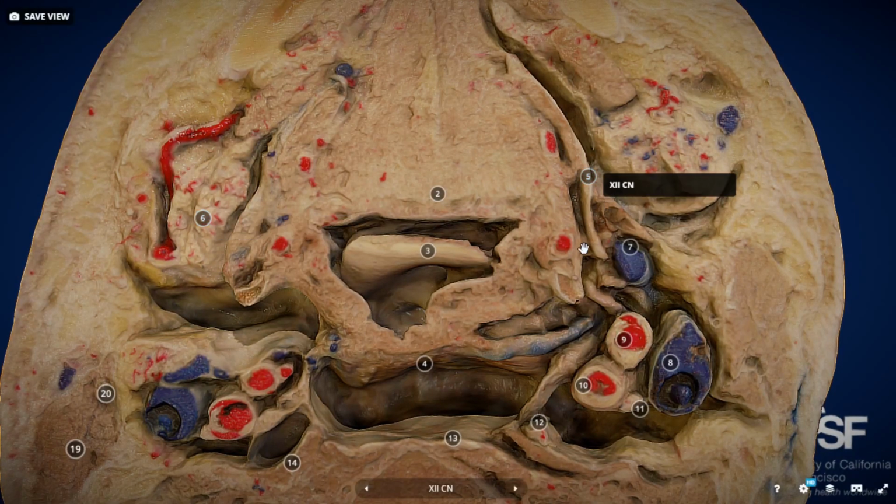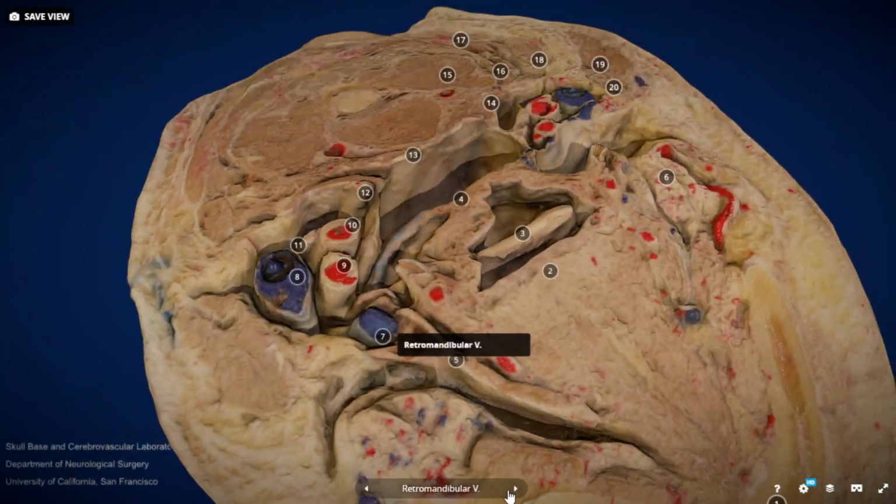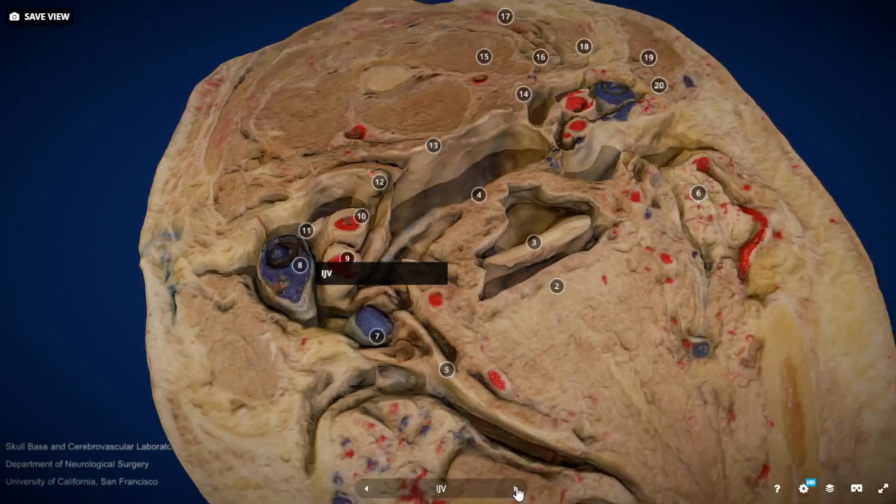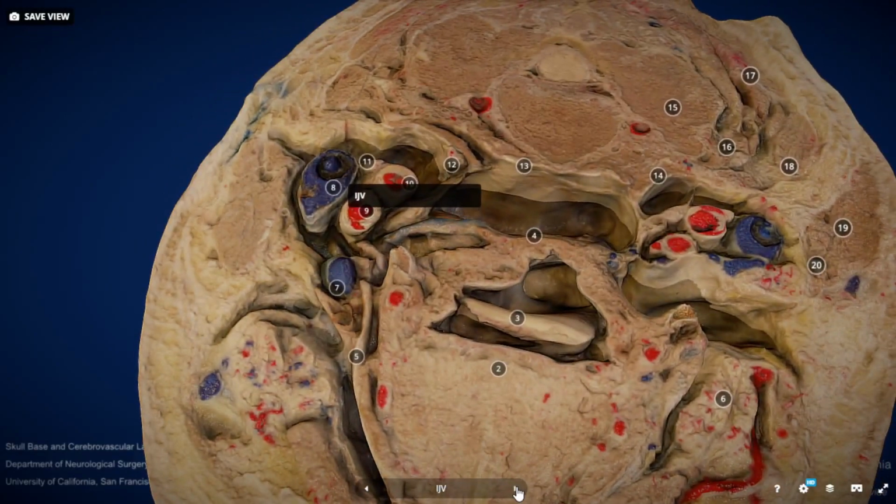What we can see here is the hypoglossal nerve, and it is worthwhile to remember that there's a communication of this nerve with the cervical plexus via the ansa cervicalis. And again, just posteriorly, we're going to start identifying vessels with big caliber, starting with the retromandibular vein, which is a direct branch of the jugular vein.